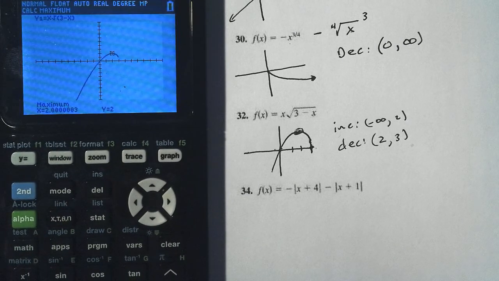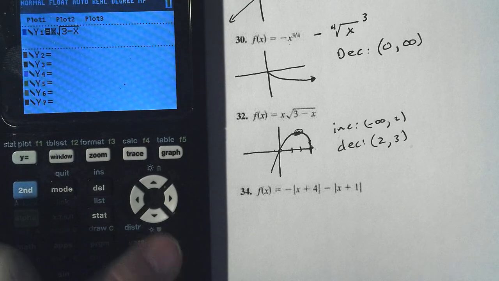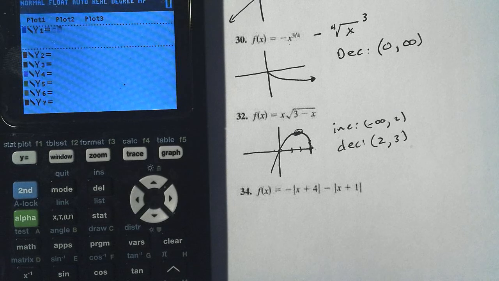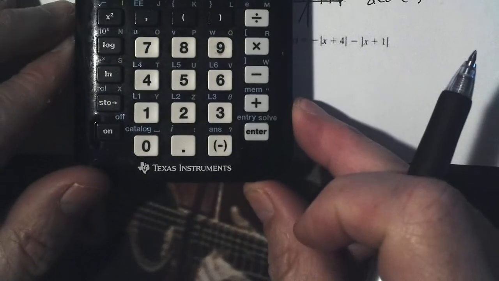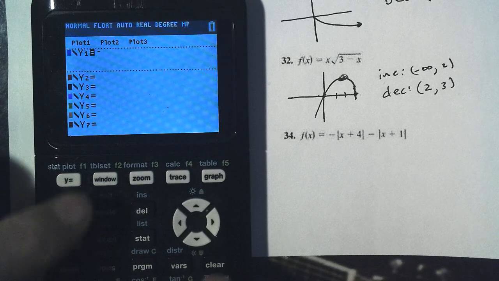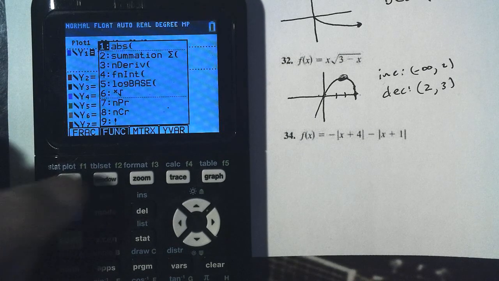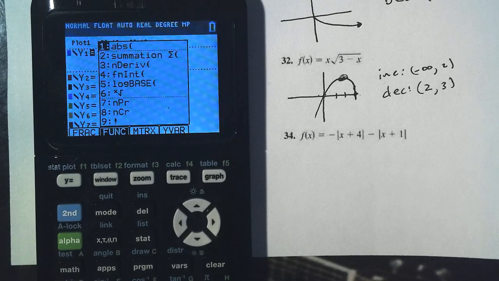And this number 34 is really a nice little problem. Y equals, clear. Negative, absolute value. You can get there with second catalog, and some people do that. But I would encourage you to get used to alpha F2. Oh, is it alpha F2? Yep, there it is, absolute value. Alpha F2. And we hit enter.